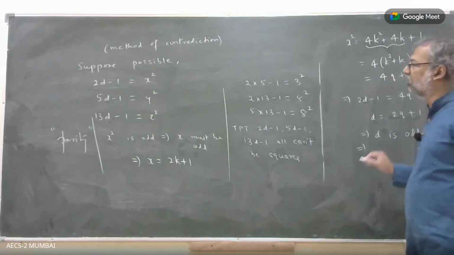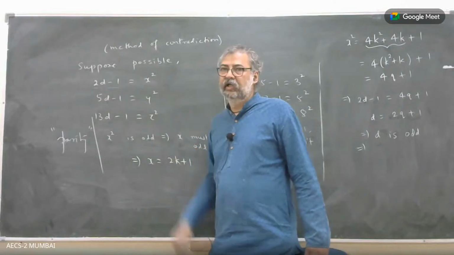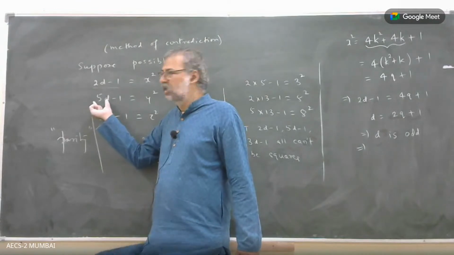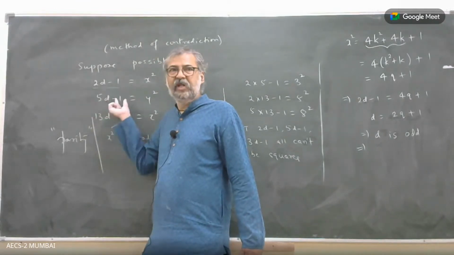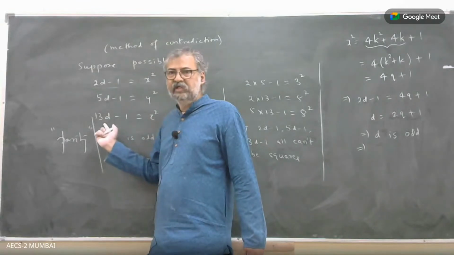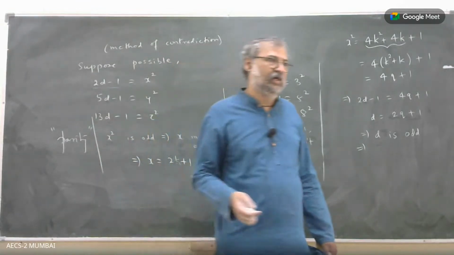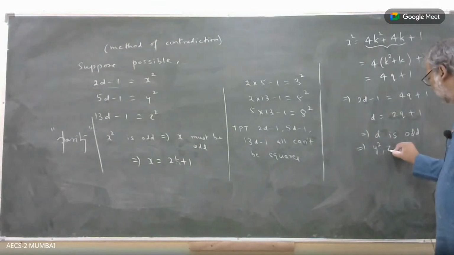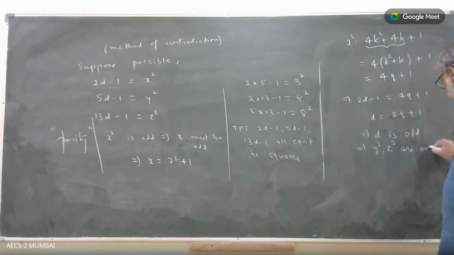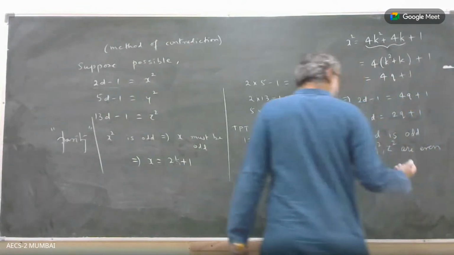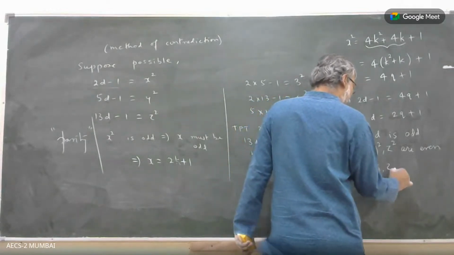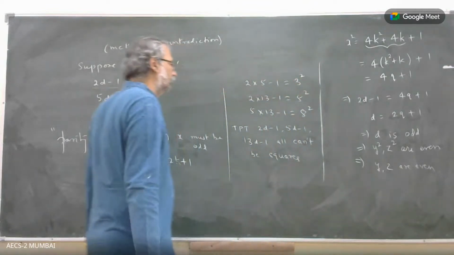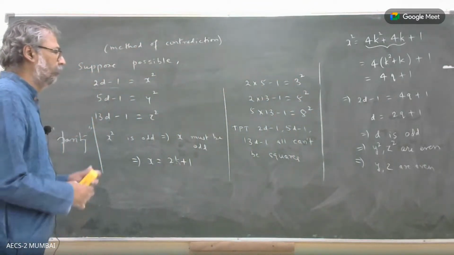Now can I say something about y and z? I know d is odd, y is odd, odd into odd is odd, odd minus 1 is even, so y square is even. Similarly, z square is even, right? So shall I say d is odd implies y square, z square are even. But if y square, z square are even, that implies y and z are even.